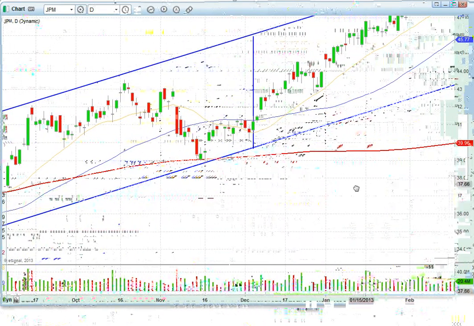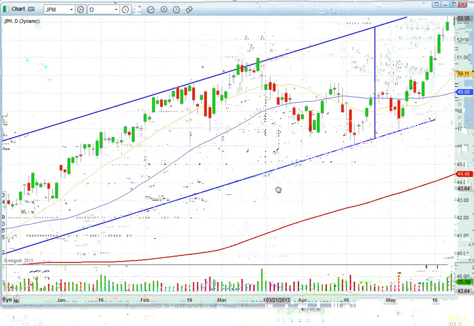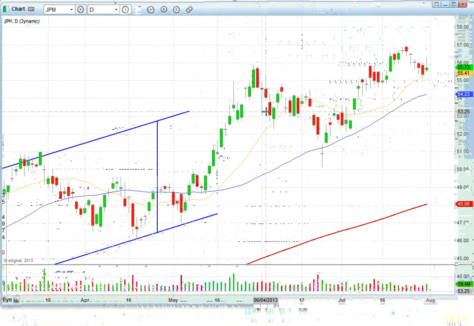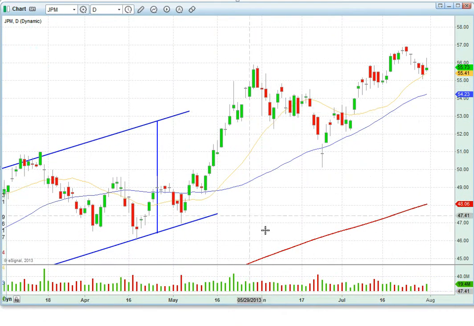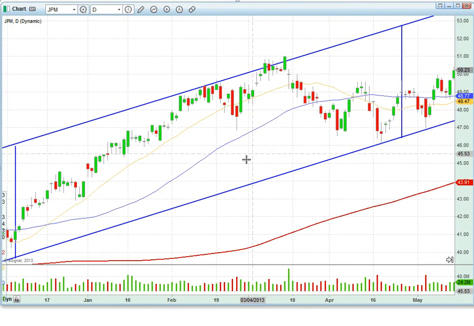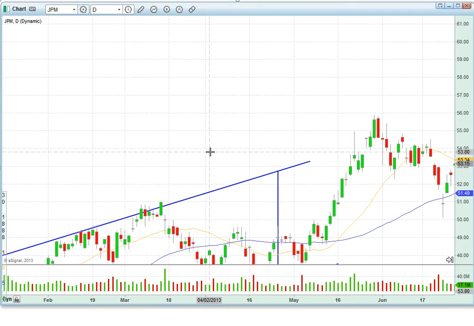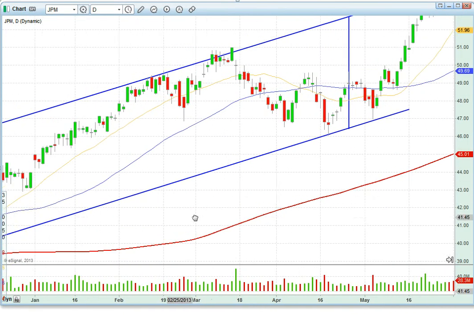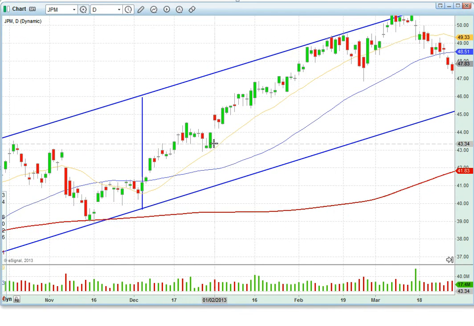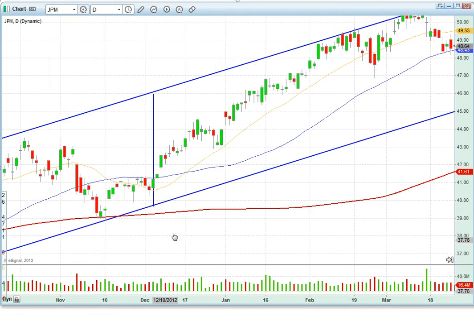And let's see if we find anything in my scribble here. Okay, so we found some support here, as you can see. Found some support right here. Now JPM hasn't had a lot of resistance, so notice how it's above the moving averages. And so most of it would have been bounces along support line. So here, another support line.